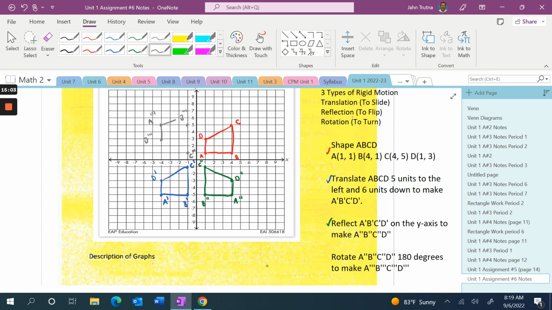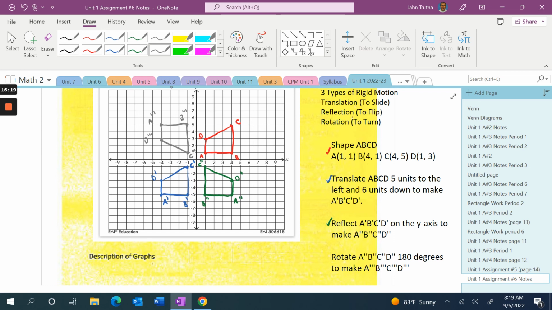Connect the points, A triple prime to B triple prime to C triple prime to D triple prime. Okay, and there we go.